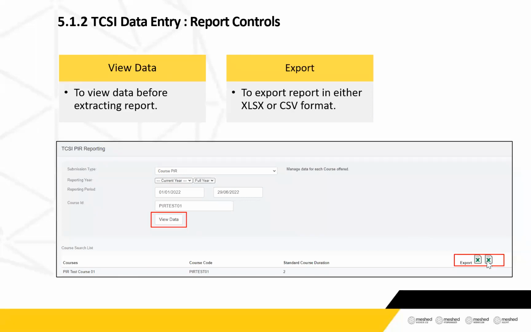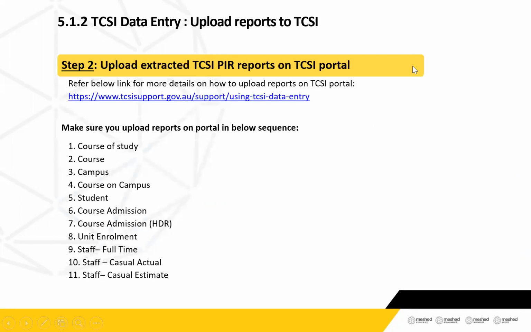The reason is TCSI allows you to report data in two different formats. Either the report can be XLSX format or it can be in CSV format. So both formats are valid, and you can extract data the way you would like. Once you have extracted the data, the next step is to simply upload that report on the TCSI portal.